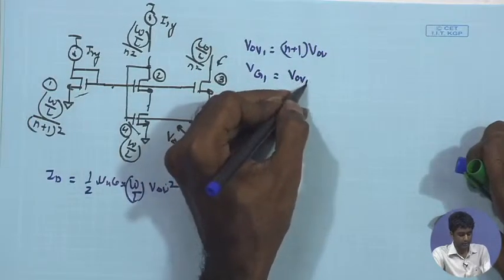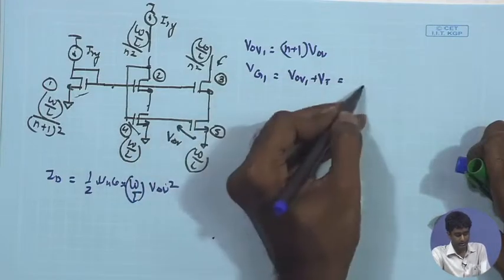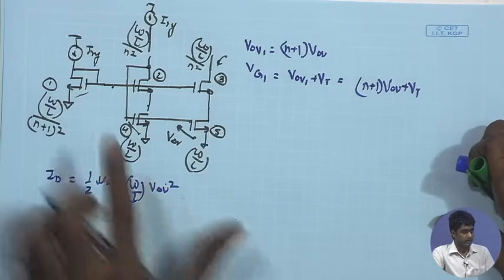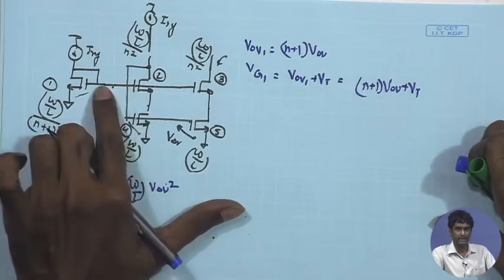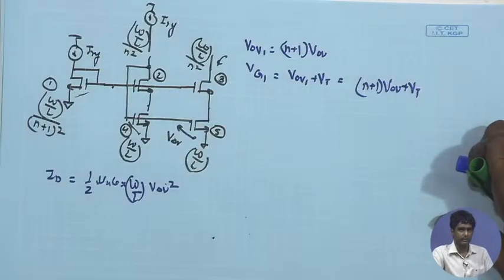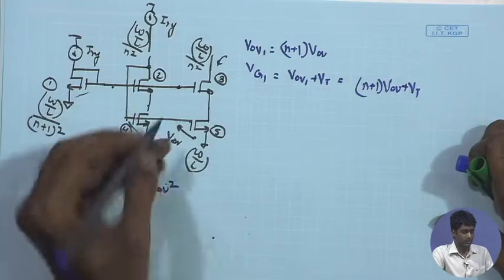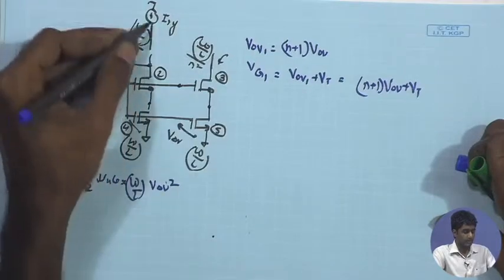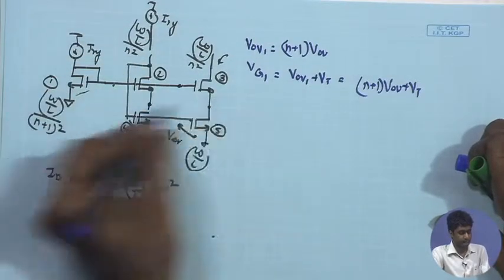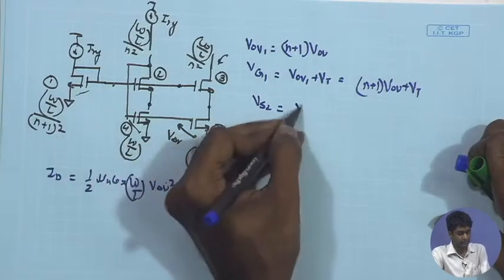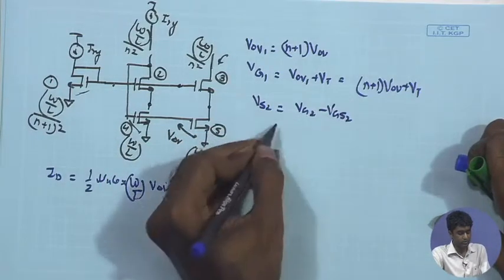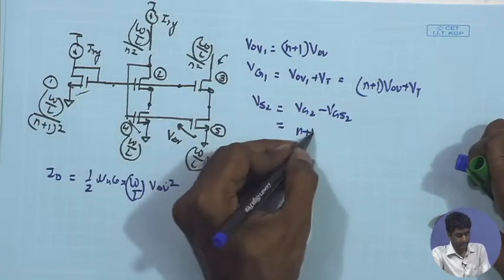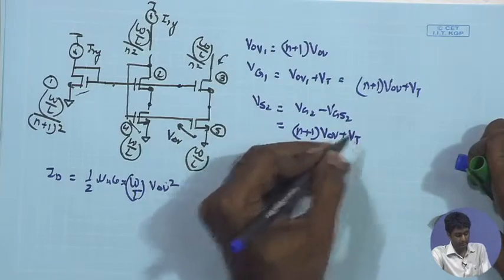So, V overdrive 1 plus VT, which is n plus 1 V overdrive plus VT, right, and that is the same gate voltage applied at the gate of M2 as well as M3. Therefore, now what is the source potential? If I assume you have the same current flowing through M2, what is the source potential of M2? Vs2 is going to be Vg2 minus Vgs2, right. So, basically Vg2, which is the same as n plus 1 V overdrive plus Vt, minus Vgs2.